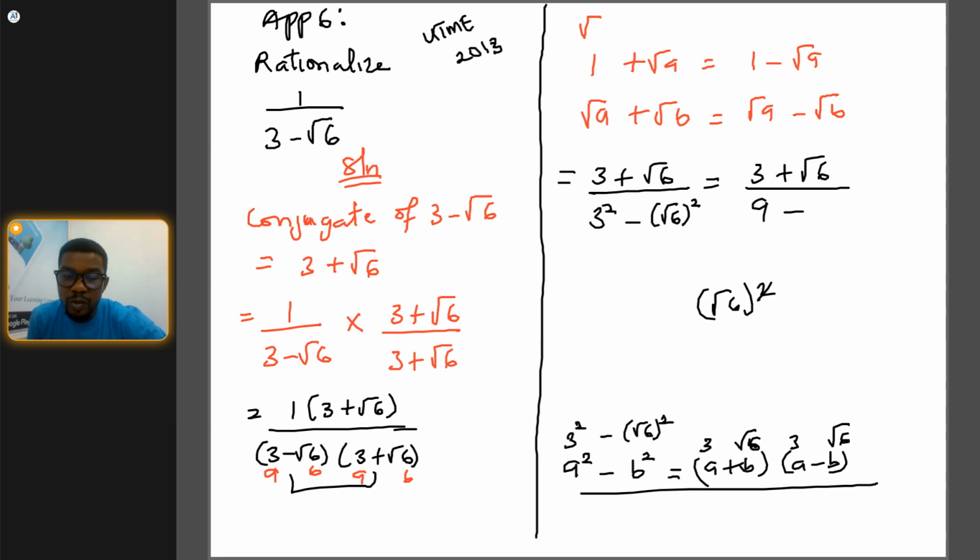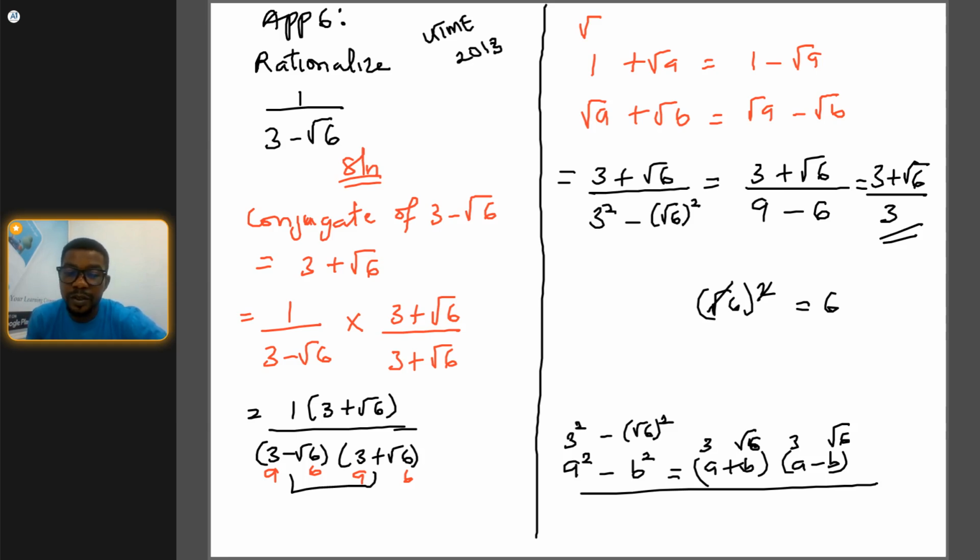Root 6 all squared. The square cancels the square root, so we have 6. So the value here will be 6. We proceed. That is 3 plus root 6 over, all right, over what? Subtract 6 from 9, you have the answer to be 3. So the final response will be 3 plus root 6 over 3. That will be the final answer for this question.